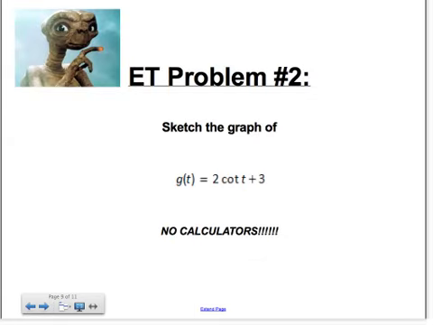Okay, here's yours. A lot better than ours, or a lot easier than ours, I think. This one's not going to be so bad. Shifted 2 cotangent t plus 3.